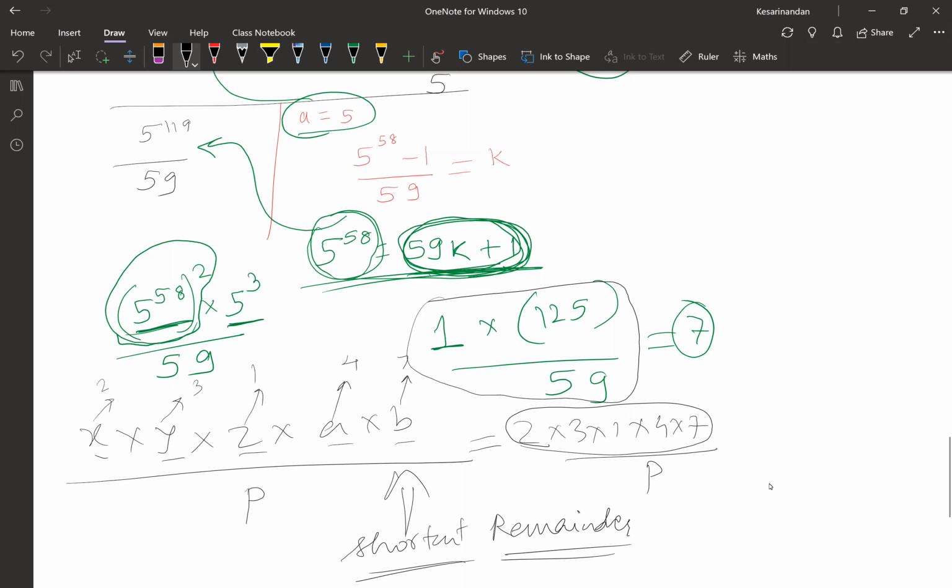You could say this is a combination of binomial theorem and remainder theorem actually. Is this part clear, everyone? Please note it down. It's very important. You can mention it as a shortcut remainder theorem.